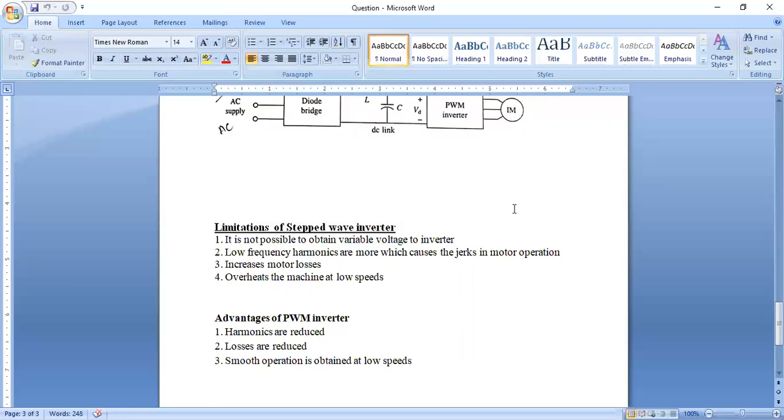If they ask this question, draw the diagram, explain it, explain the controlling methods, and explain the limitations. If DC supply is given, what to do? If AC supply is given, what to do? We have to explain those things properly. So this is the explanation for VSI fed induction motor drives.